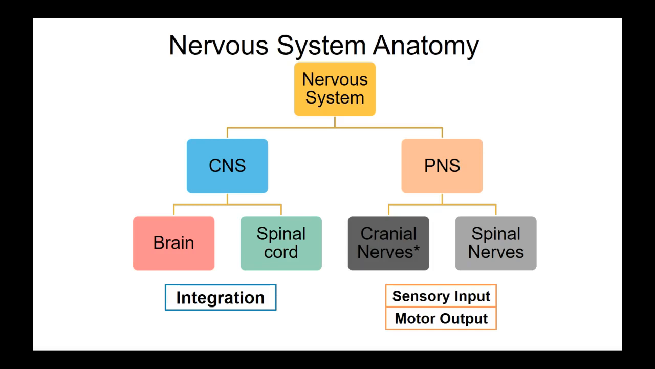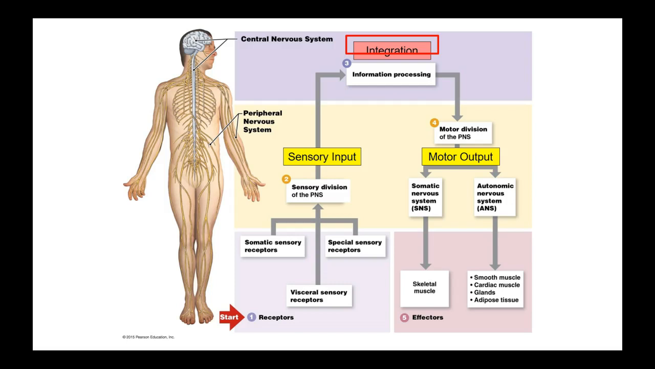And the other part of the motor output that we're going to look at after the exam is the autonomic nervous system, whose effectors are going to be smooth muscle, cardiac muscle, glands, and in some cases adipose tissue. A lot of the responses that we are not consciously aware of. We'll talk about that after the exam.